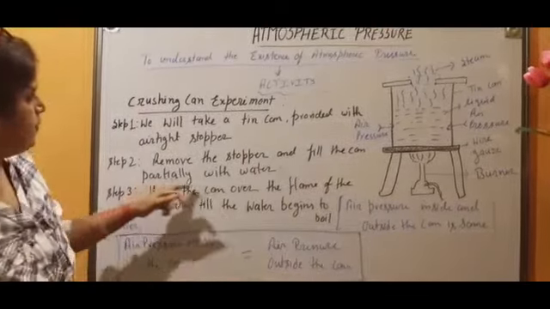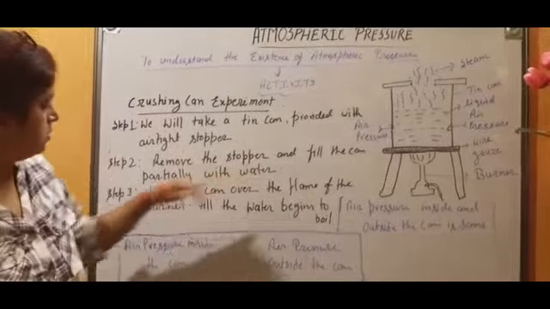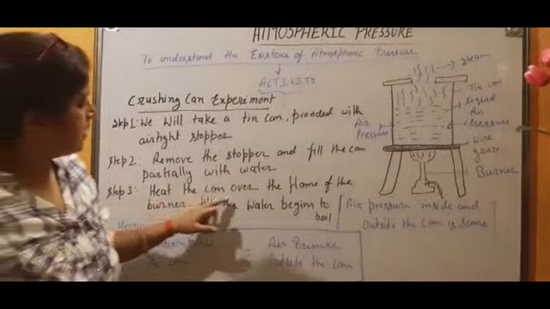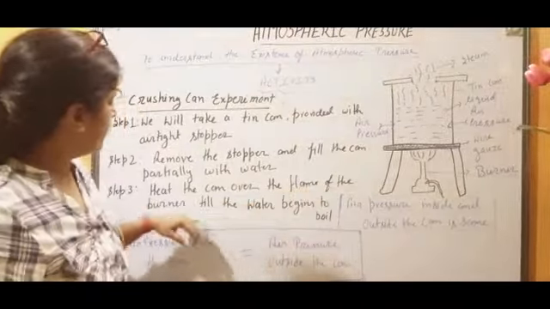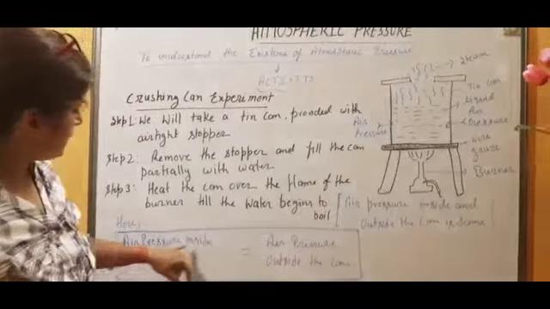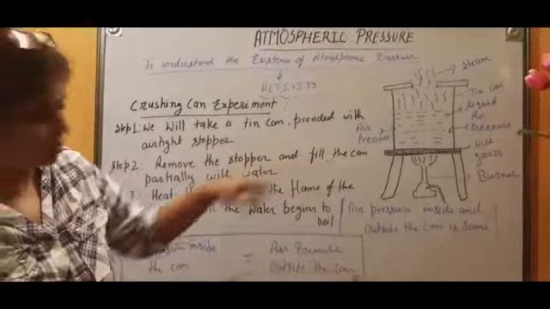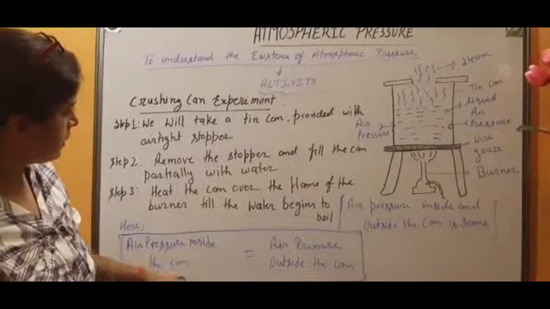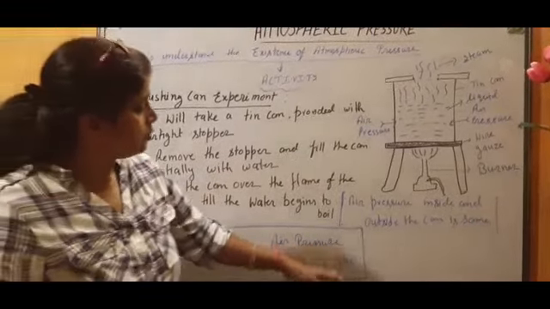And fill the can partially, or half, with water. Step 3. Heat the can over the flame of the burner till the water begins to boil. In this situation, the air pressure inside the can is equal to the air pressure outside the can.